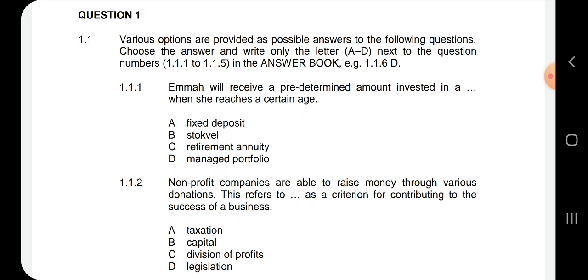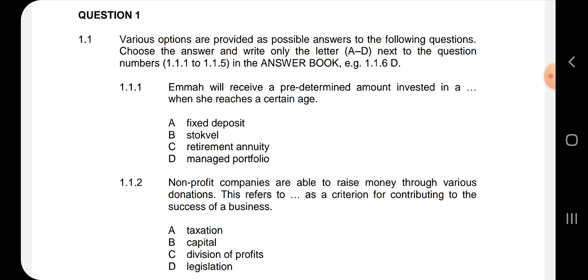Now let's get into the question paper. So question 1, we have 1.1 says various options are provided as possible answers to the following questions. Choose the answer and write only the letter A to D next to the question number 1.1.1 to 1.1.5 in your answer book. 1.1.1 says, Emma will receive a predetermined amount invested in a when she reaches a certain age.